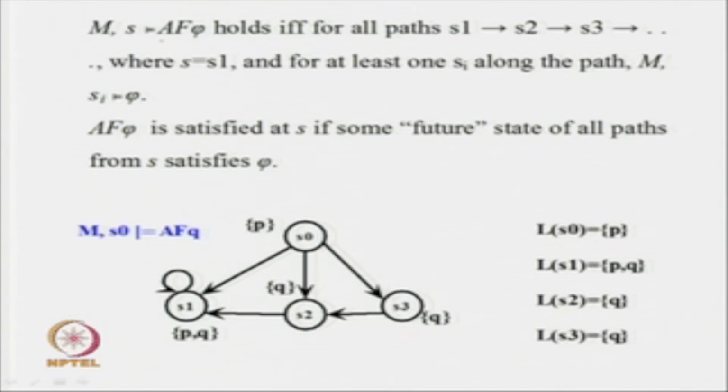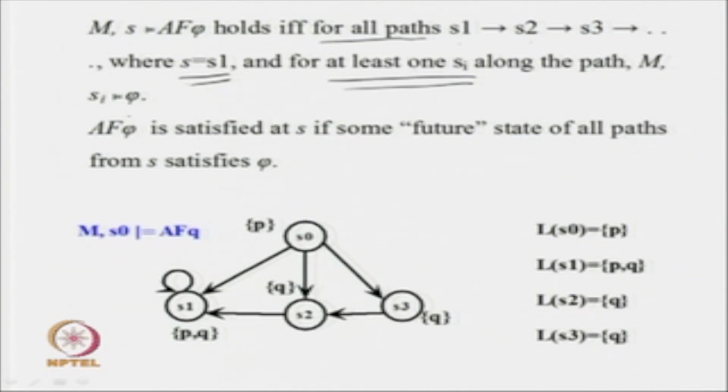Now, since we are going to have this particular path quantifier A, we are going to look for all such paths going from s1 to s2, s2 to s3 like that, where s equals s1. That means the starting state of all those paths is the state of our concern, s, and for at least one si along the path, M, si models phi.